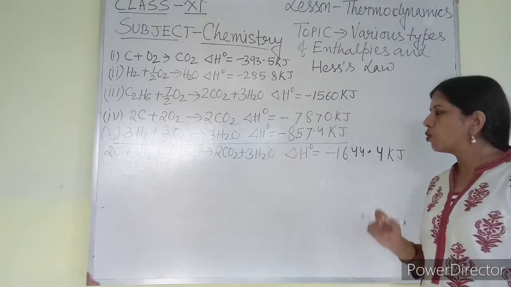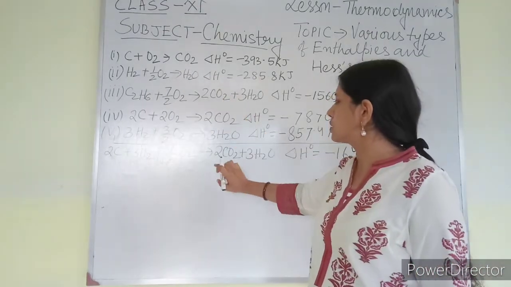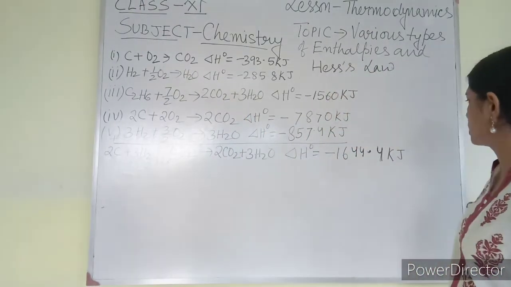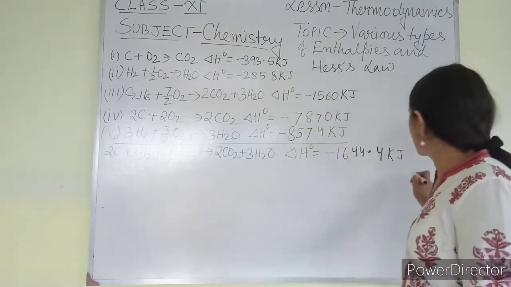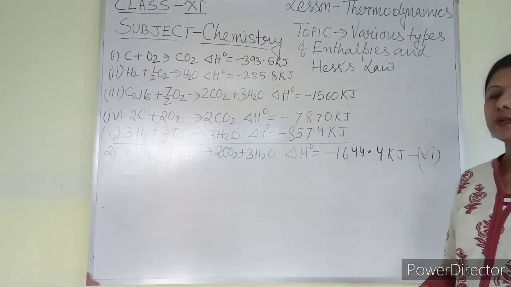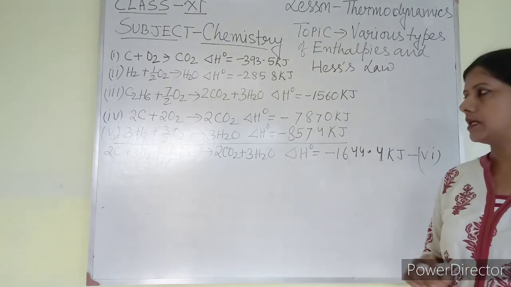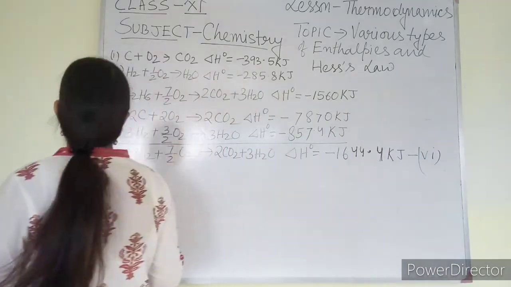Okay. Now what do I have to do? I have to subtract equation 3 from this equation. Suppose this one is equation number 6. Okay. Now you have to write: subtract equation 3 from equation 6. So subtraction I am doing.